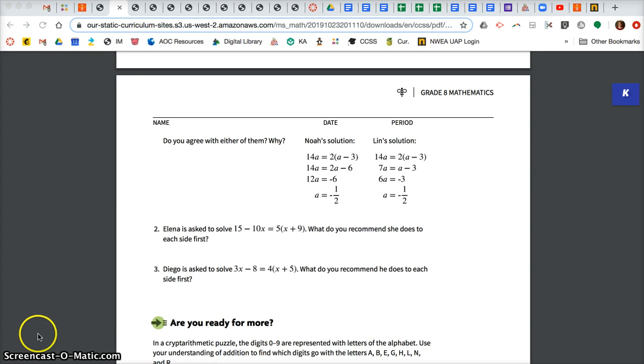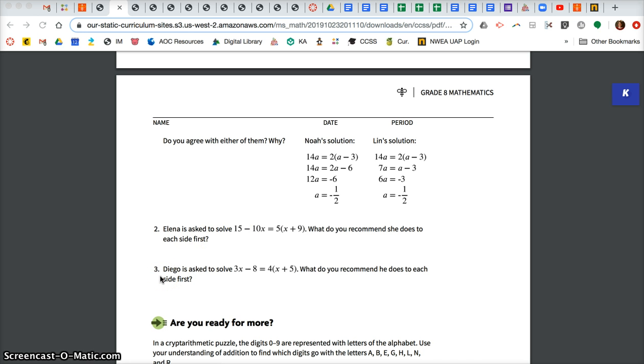So with this in mind, I'd like you to go ahead and look at question 2. It says that Elena is asked to solve this equation. What do you recommend she does to each side first? Well, take a look. She can either do what Noah did and distribute the 5 to both terms inside of the parentheses, or she can divide by 5 to both sides and make sure that she divides by 5 to the left side of the equation as well. Which one do you recommend that she does first? Go ahead and write out your answer and explain why. Do you think she should distribute first or divide first?